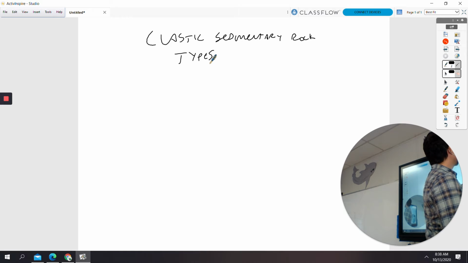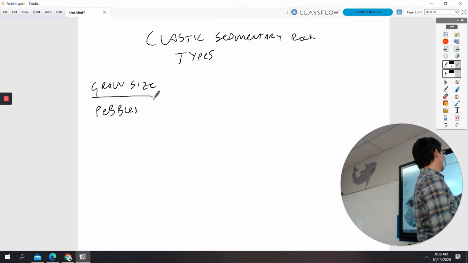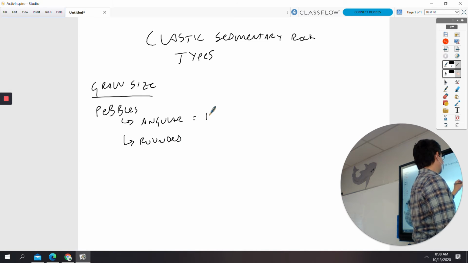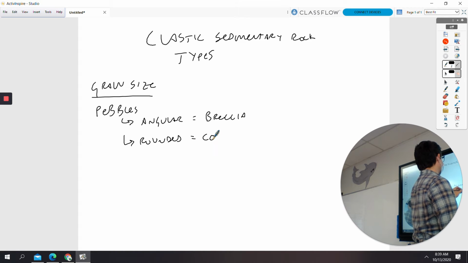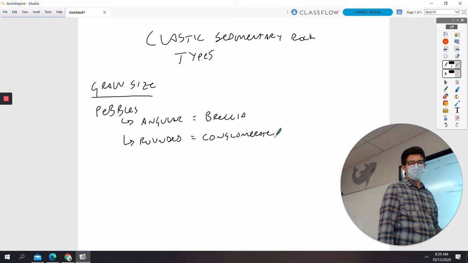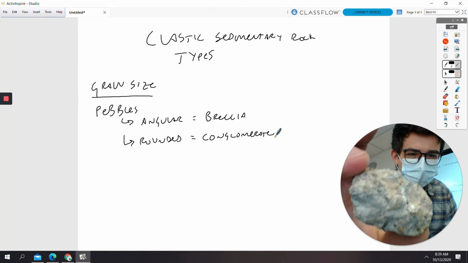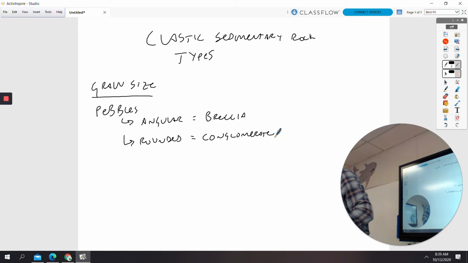So if the grain size is pebbles, there are two different names for the kinds of rocks that there are. If they are angular versus rounded. If they are angular, we call it breccia, and if they are rounded, we call it conglomerate. Look, it's conglomerate. It's made of pebbles. Can you now pass it around, please? I don't think I have a sample of breccia right here, very handy. So we'll just go with that.